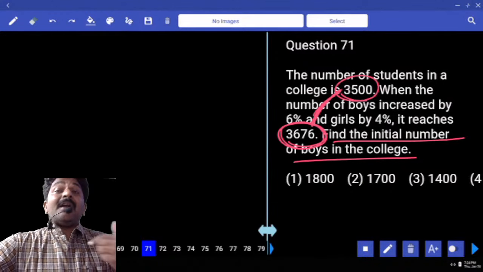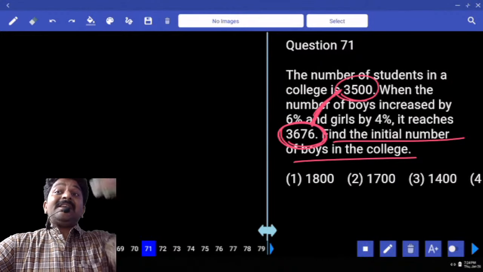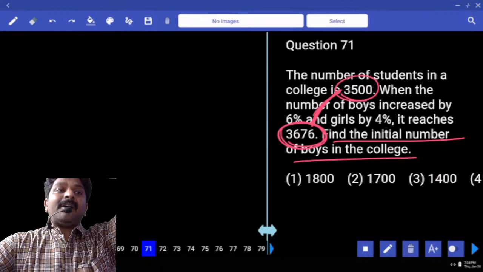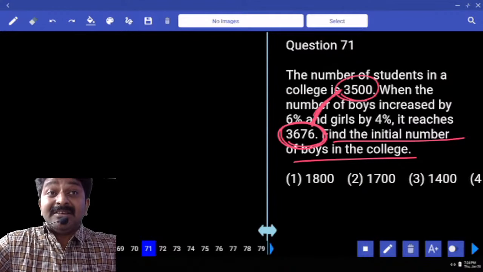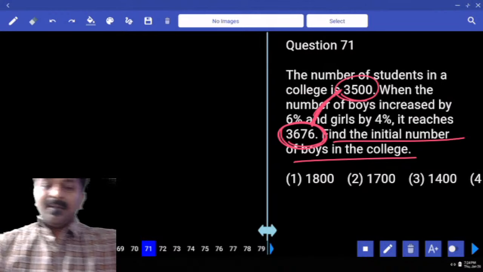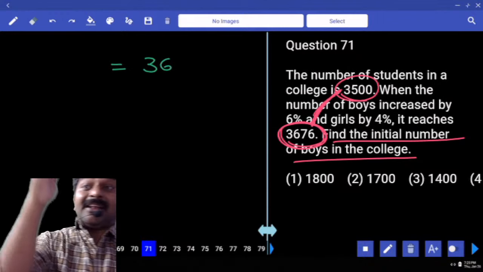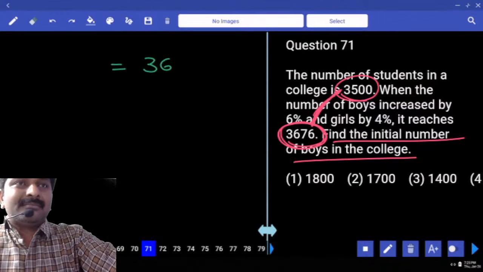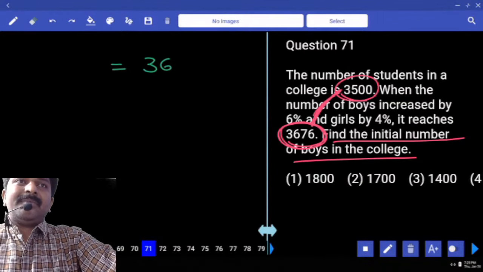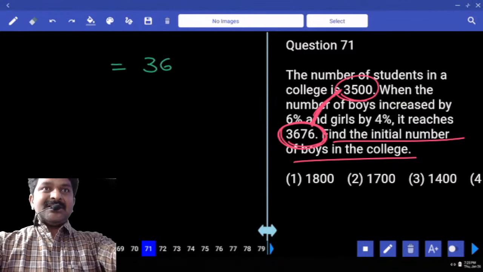176. But according to our reverse method, if all are girls, they increase by only 140. In the question it is given as 176. How much less did we get? Now tell me what exactly is the reason for getting 36 less count.